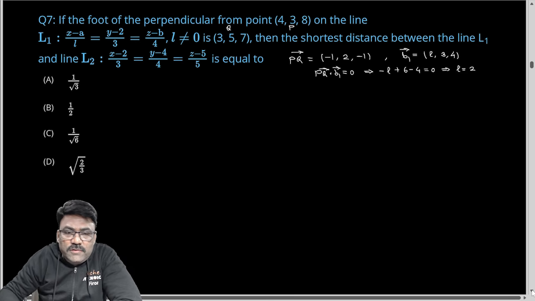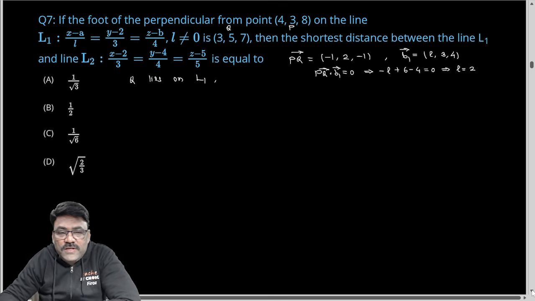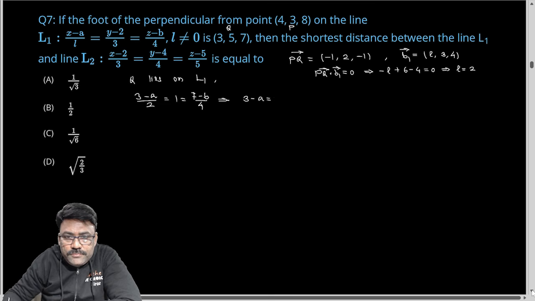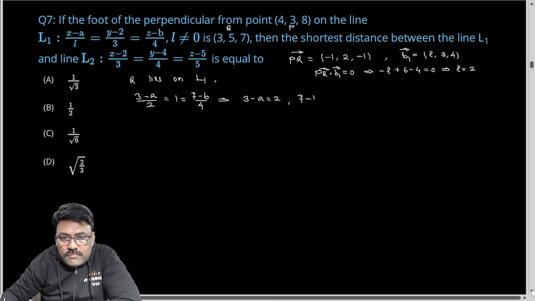Now one more thing. This point Q lies on L1. So hence the coordinates of Q must satisfy L1. So I will get 3 minus a over l, l is 2, 5 minus 2 over 3, which is 1, z is 7, 7 minus b over 4. So this gives you 3 minus a is equal to 2, and 7 minus b is equal to 4. This gives you a is equal to 1, b is equal to 3.